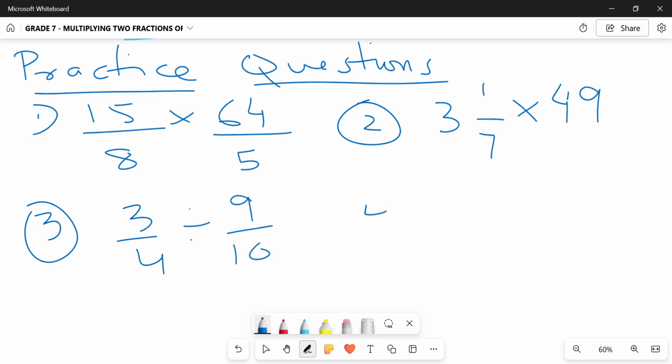Number 4 is in mixed number form: 9 and 2 over 9, divided by 9. These 4 questions you need to do in your notebook.